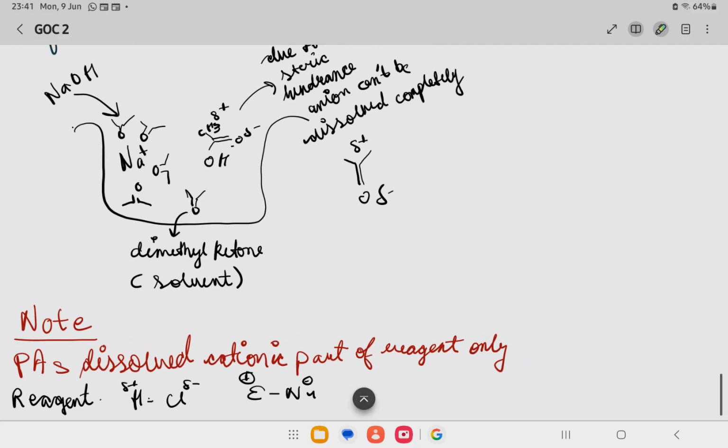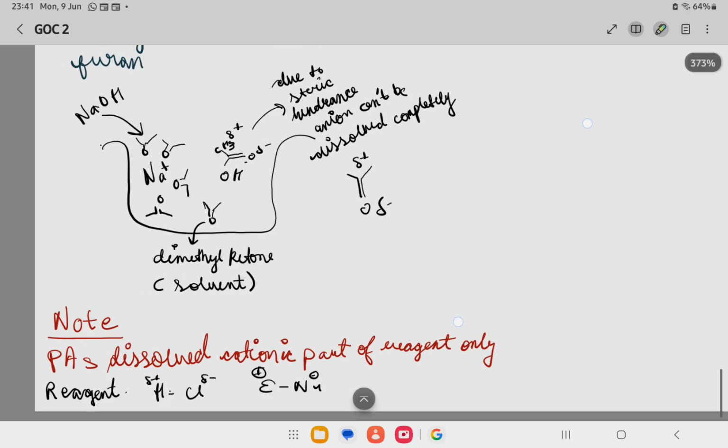Here we have to note that polar aprotic solvent dissolves the cation part of the reagent only. For a reagent like HCl, H is the electrophile and Cl is the nucleophile. So only the cation part will get dissolved.